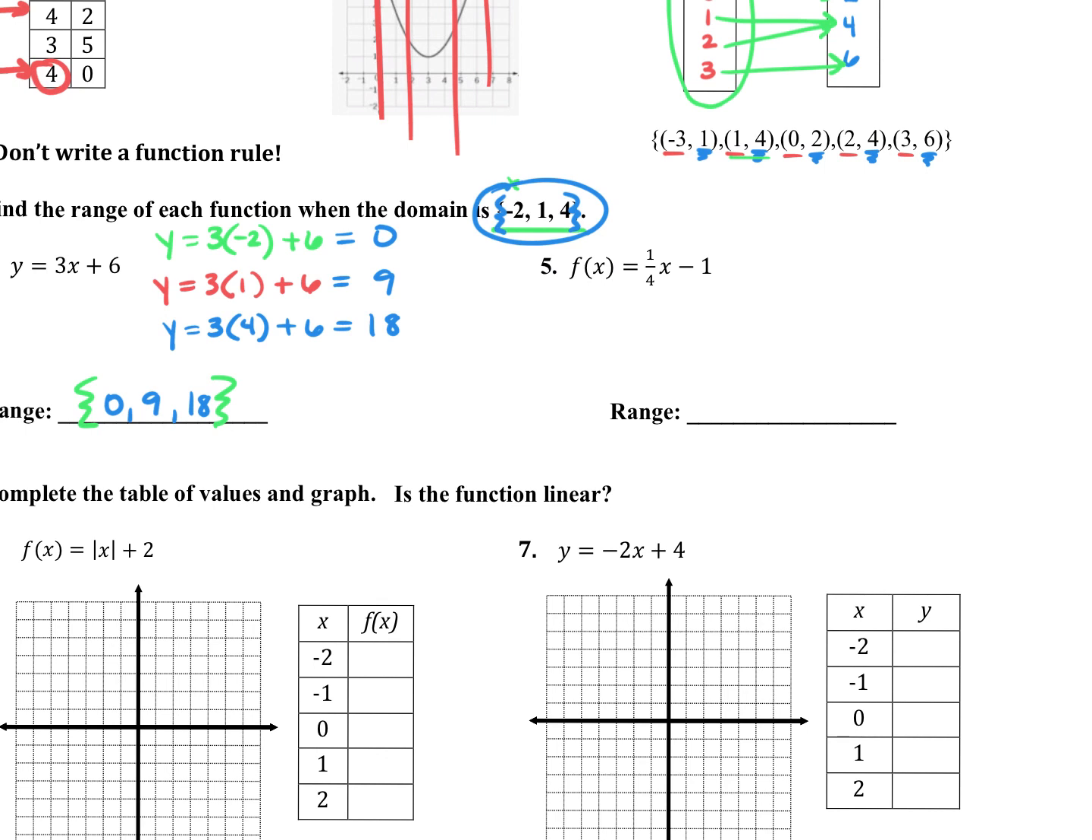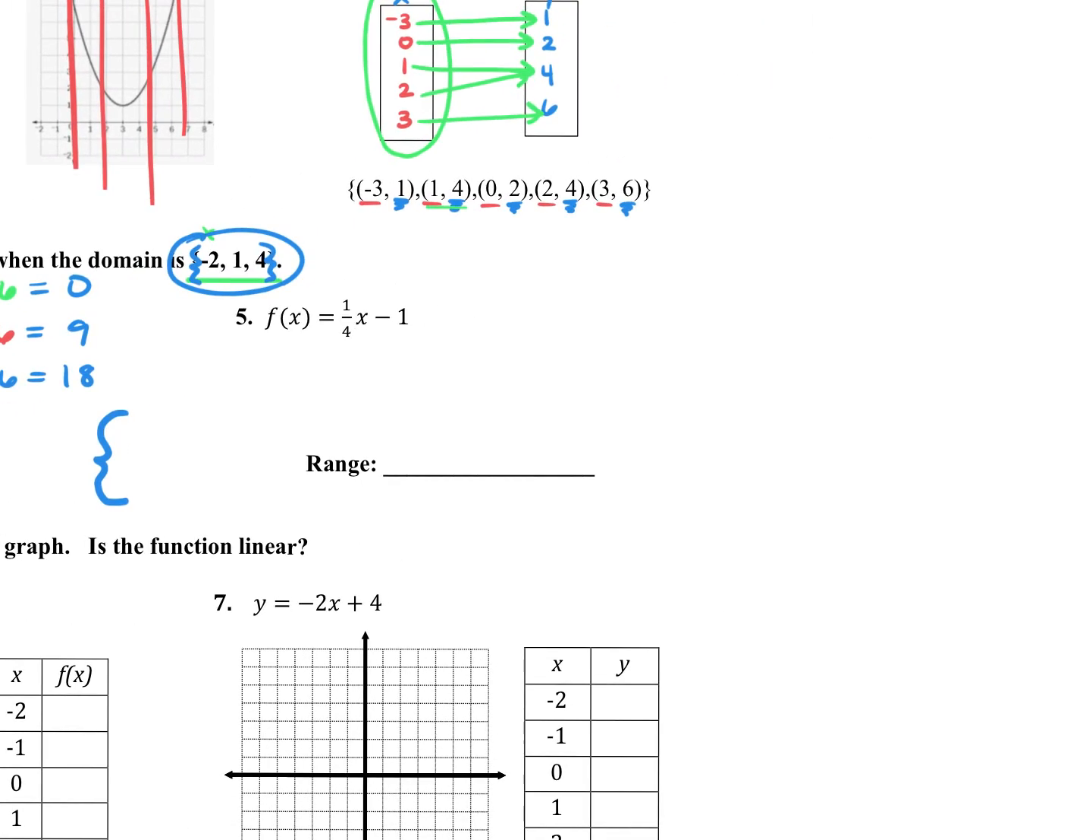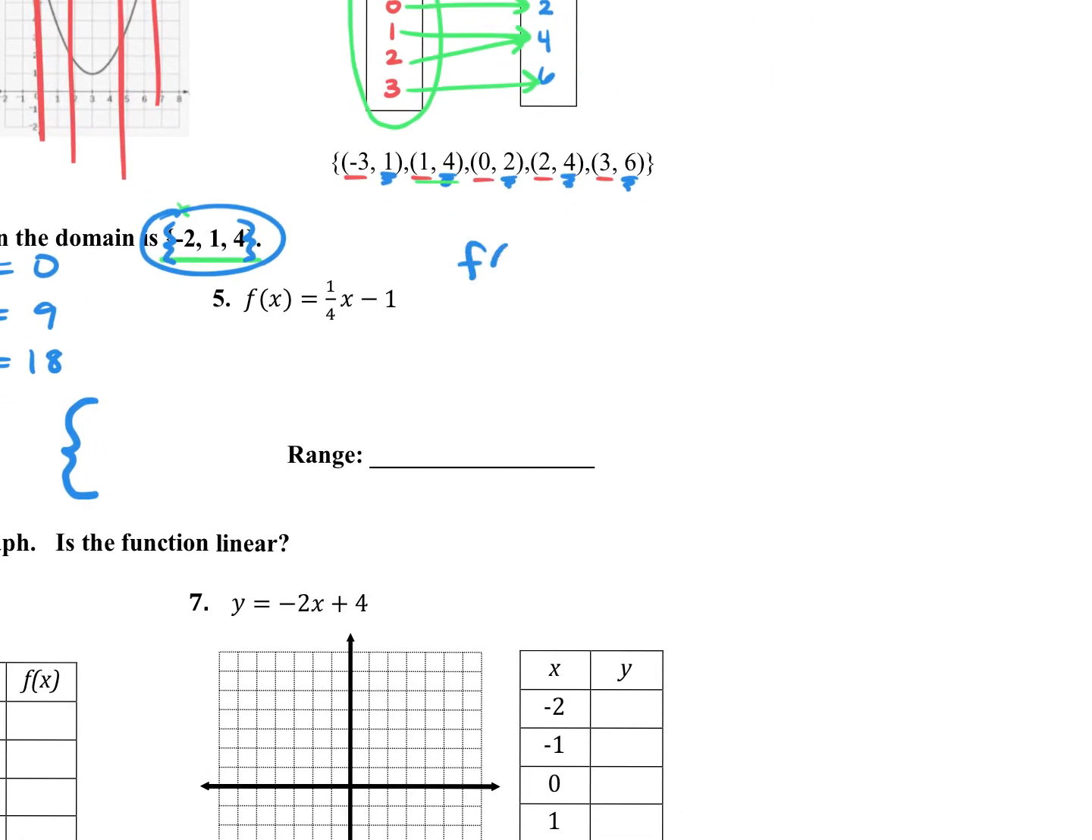It's kind of like that. Oh, I just put squiggles. Sure, squiggles are fine.